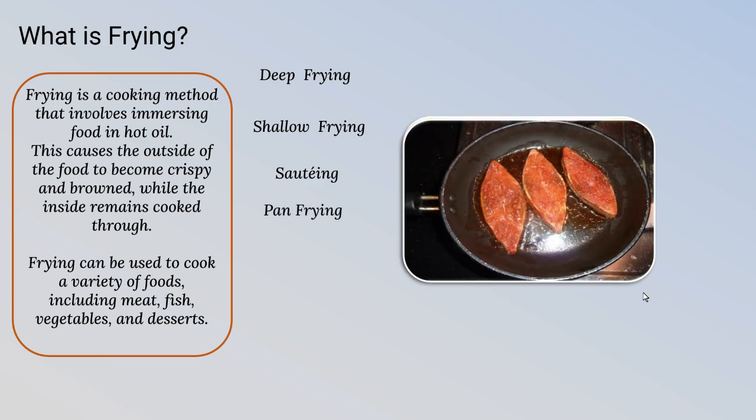Then pan frying, very similar to sauteing, but in this case you can see the product is not going to be tossed. It will be fried from one side and then fried from the other side. Here the amount of oil used is very, very small. This is the concept of pan frying.